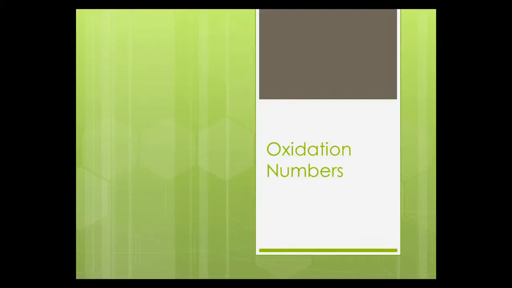Hi guys, so it's time to talk about oxidation numbers. I know we've talked about ions and their various charges, and so now we're going to talk about an accounting system, a way of determining how many electrons something started with and how many it has now. It goes back to formal charge.